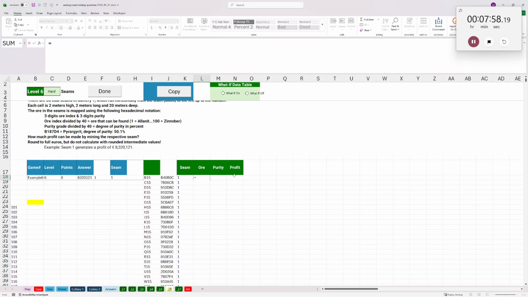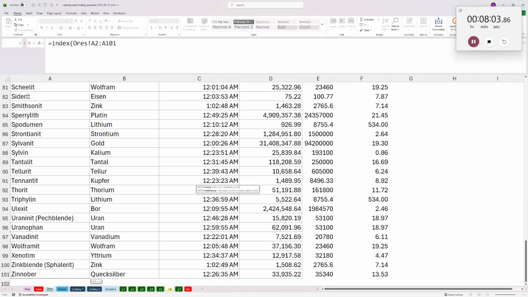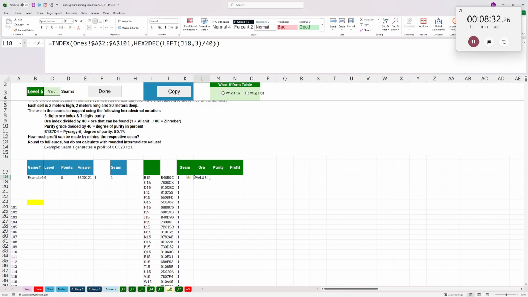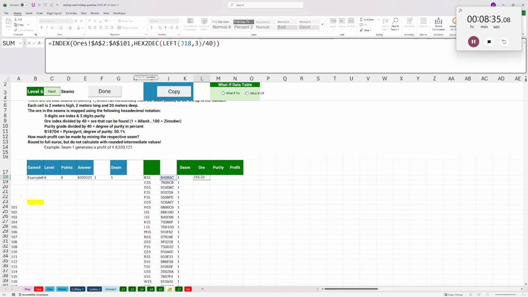Good. The ore is the index of the ore list, right? So there's my ore list locked with F4. And then I need to base it on the hex to des of the leftmost 3 hex digits of this, right? That's a number divided by 40, and that's probably it, right? Hex to des of the left, got to do that parentheses goes there like this. Yep.